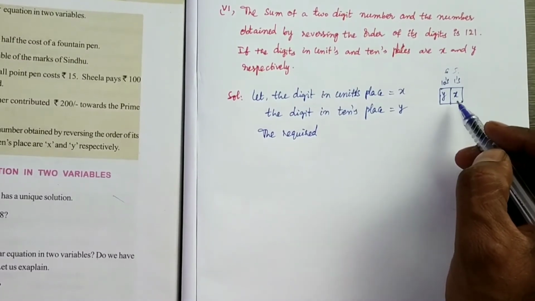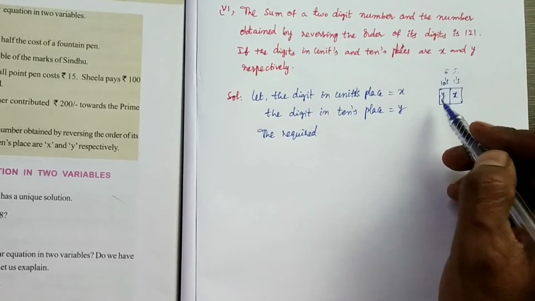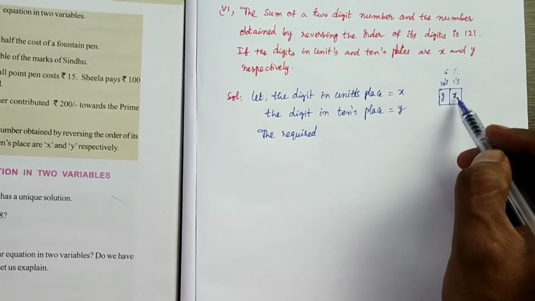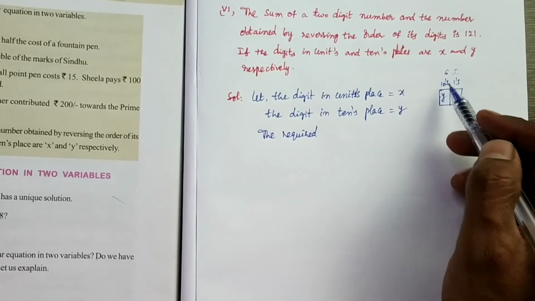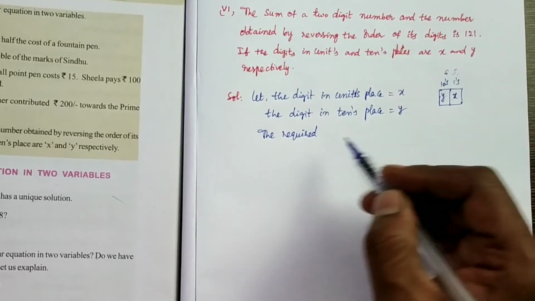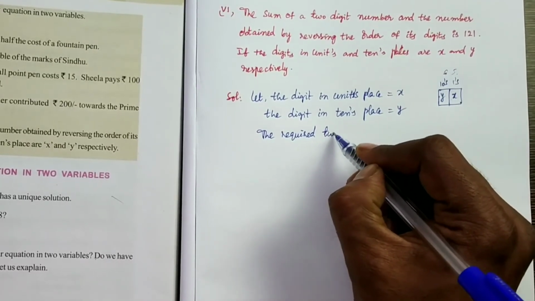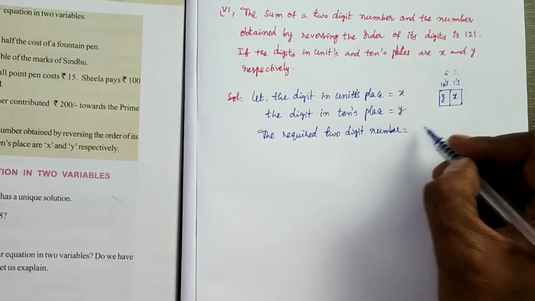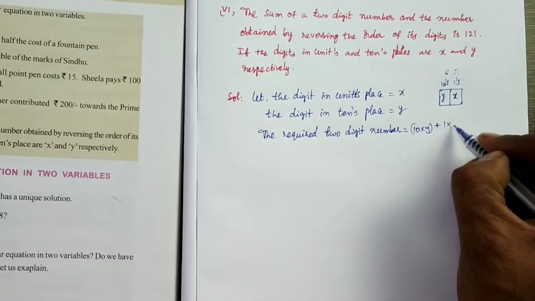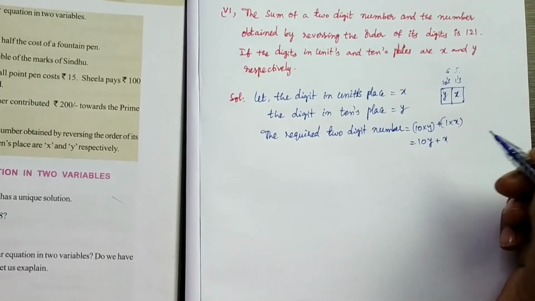we should not keep the digits side by side. The two-digit number will not be yx. We should multiply by the place values, then we will get the original number. So the required two-digit number is 10 into y plus 1 into x, that is 10y plus x.